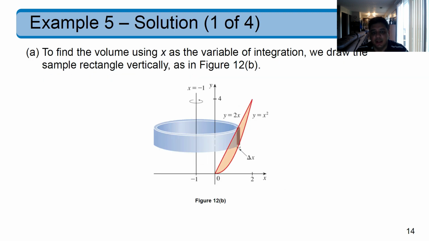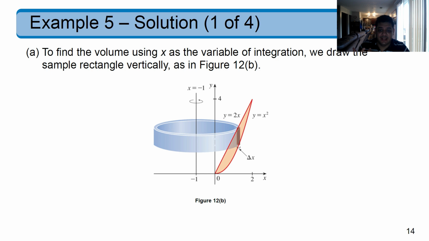Now, to find the volume using x as the variable of integration, we've got to use a cross section parallel to the axis of rotation. So we're going to use cylindrical shells. You can see here that when you use the cross section, you get a cylindrical shell. That's something you're also going to do in your own exercises: make sure what the axis of rotation is, and whether you're going parallel or perpendicular to it.